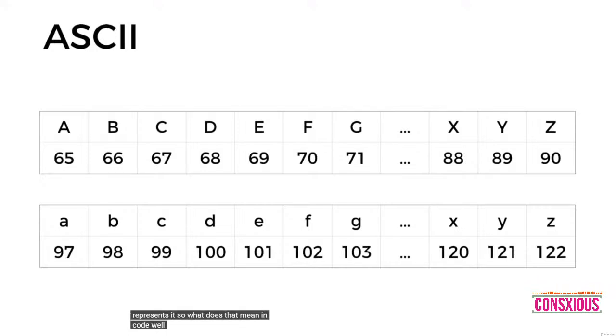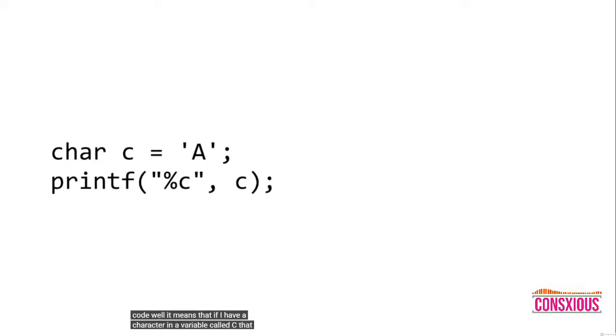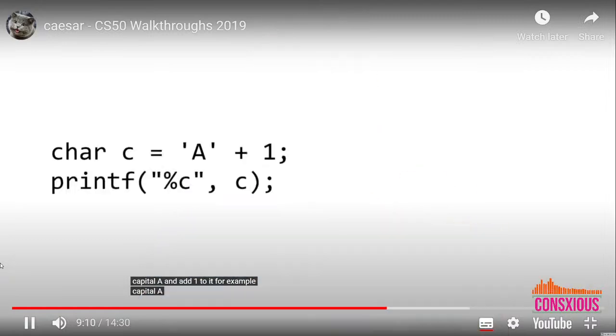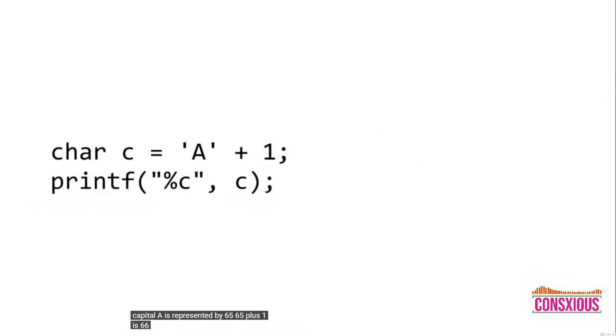So what does that mean in code? Well, it means that if I have a character in a variable called c that I set equal to the character capital A, and I print out that character using %c to mean I want to substitute a character into this string, then what gets printed out, as you might expect, is the character A. But this character A is really just the number 65 inside of my computer, and I can treat this character like the number 65. And like any number, I can do math with it, adding or subtracting numbers from it, for example. So I can take capital A and add 1 to it. Capital A is represented by 65. 65 plus 1 is 66. So if I print out the character corresponding to the number 66, what's ultimately going to be printed out is the character B, because B in ASCII is represented by the number 66.